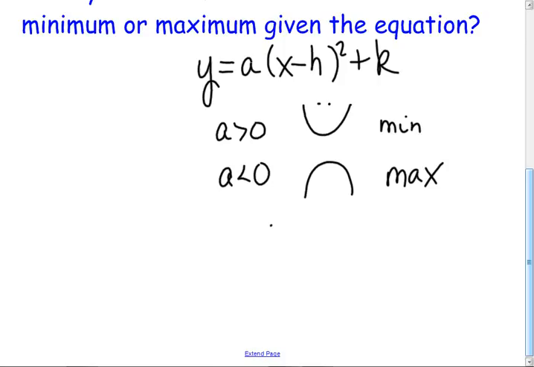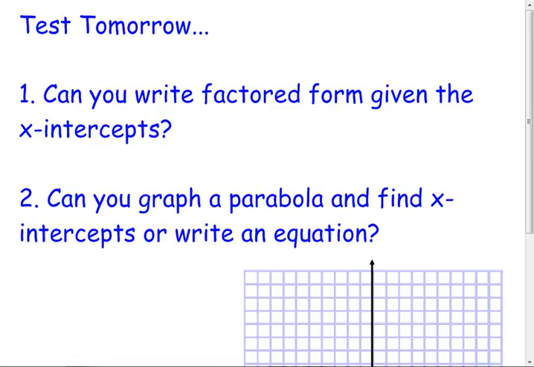Okay, what's the next slide here? Can you write factored form given the x-intercepts? Okay, Jay, what if the x-intercepts are negative 2, 0, and negative 1, 0? I want to write that in factored form. You remember what factored form looks like? Jack, do you remember what it looks like? Because I'm not going to help you on the quiz.